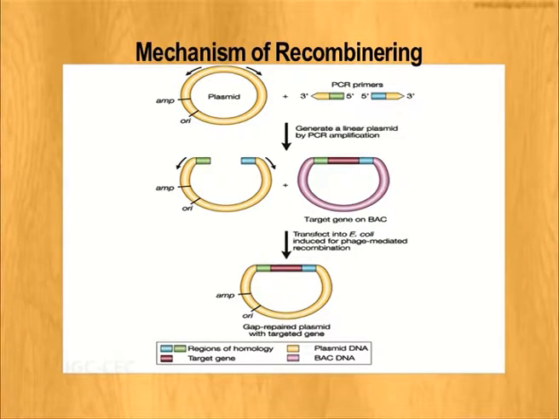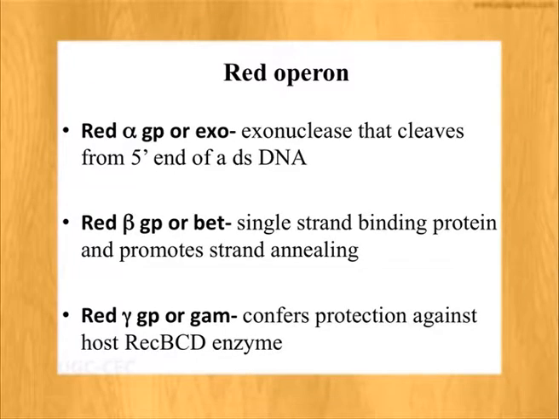Now, very recently a new technique has been developed called recombineering, or recombination dependent genetic engineering. It depends on the homologous recombination in E. coli using the recombination enzymes of lambda phage. In the red operon of lambda phage there are 3 genes, red alpha, red beta and red gamma. Red alpha gene product is an exonuclease which cleaves from the 5' end of a double stranded DNA.